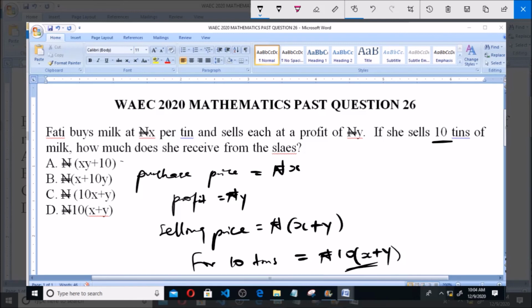And looking at it, that is option D. 10 into X plus Y Naira is the answer to the question.